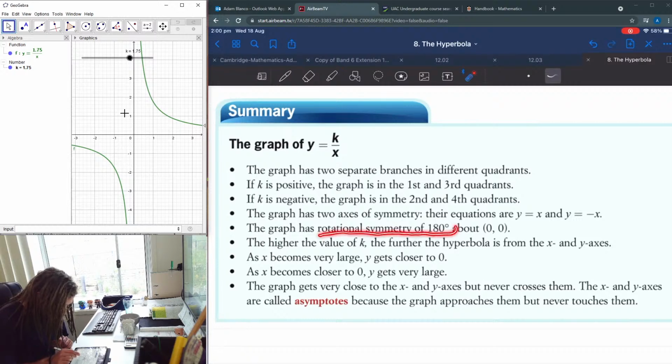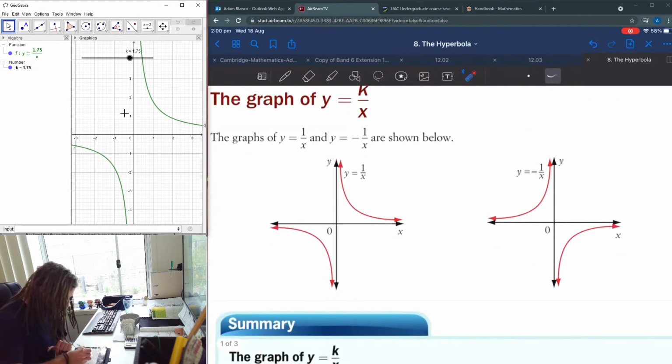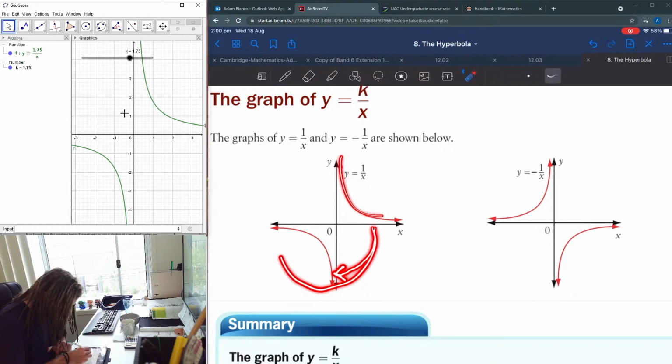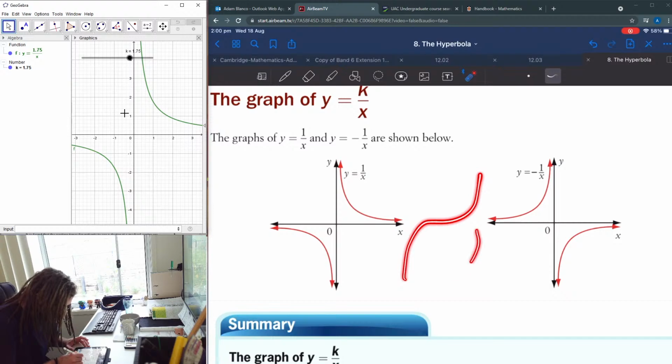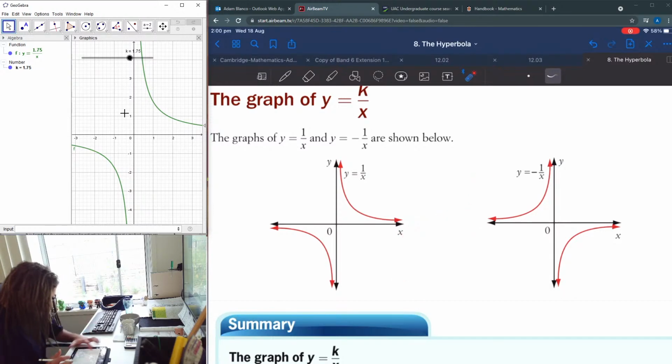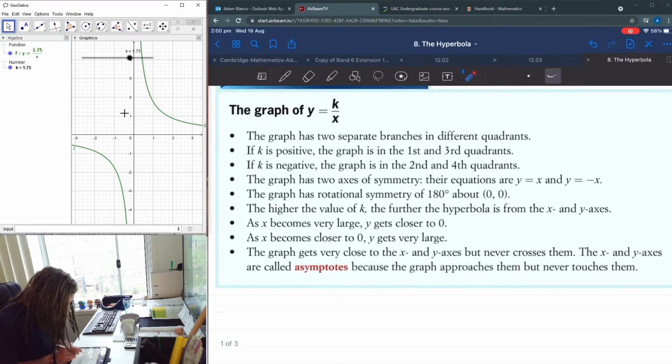Rotational symmetry of 180 degrees. That just means if I grab this and rotate it 180 degrees, so I go around the whole way, it'll look the same. That's all that means. It was the same with the cubic. Remember how I rotated that and I ended up with a cubic again? That's all that's saying. The higher the value of k, the further it is from the x and y axes.